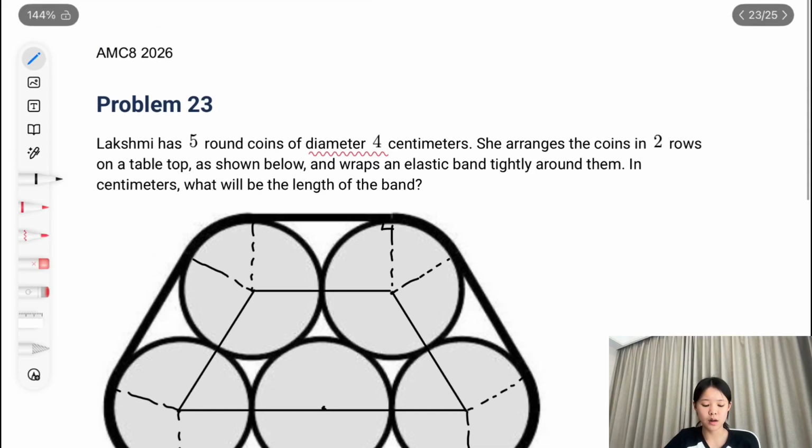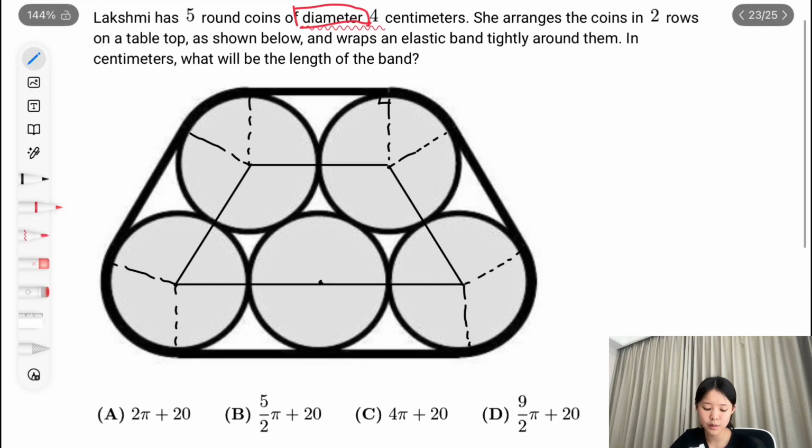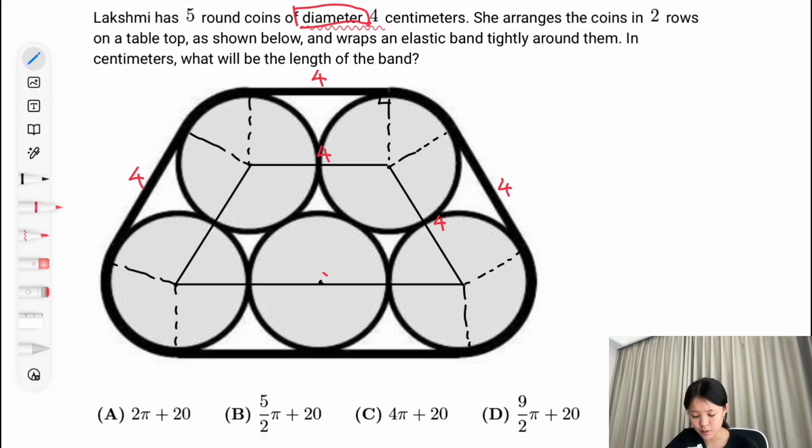Let's come back here to the diameter and be careful about the wording. This is a diameter, which means the radius equals 2. So we take that up here, and then we know that this is 2 plus 2 equals 4. And so this is of length 4, and this is also 4. This is also 4. On the bottom, this part is 8, so that's 8.